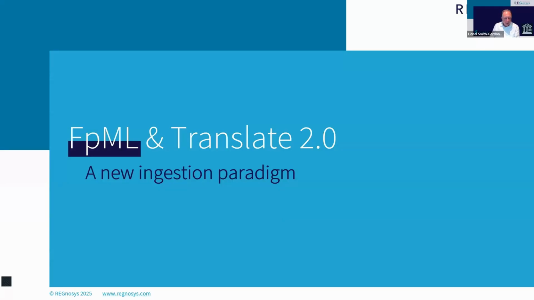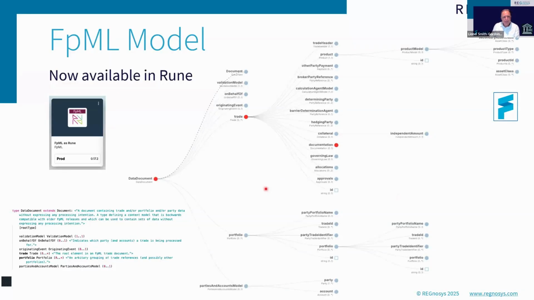FpML ingestion into the CDM has been a feature in the CDM for a long time. What we've done now is we've taken the historical, what were called synonyms, which was a rather esoteric and difficult to use mechanism for ingesting data, and we've converted all of that for FpML into this new translate capability. As you might expect, in order to do that, the first thing we had to do was create a Rune model of FpML data. So this, again, is totally open source.